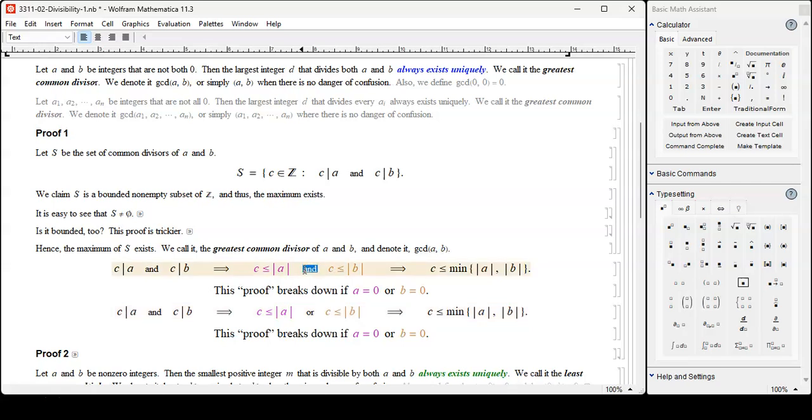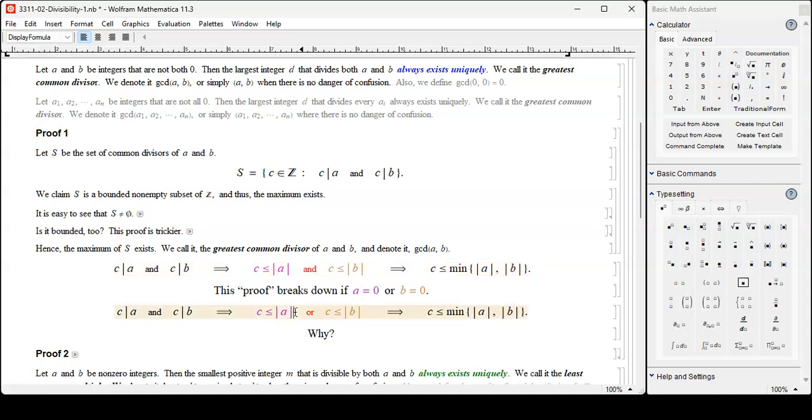Change "and" into "or", and then it works out. Why is that? Well, if both A and B are non-zero, then both of these work. So C is less than both of those, so less than the minimum. Less than or equal to the minimum at the very least.